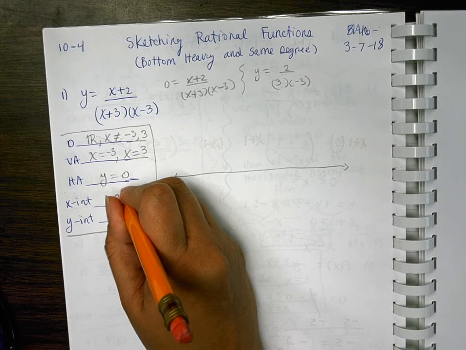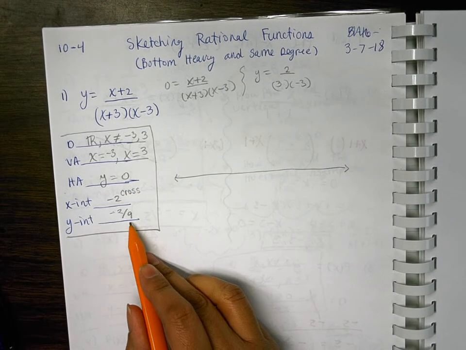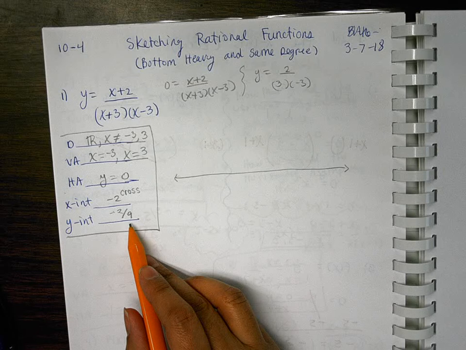So put a little note there. I always get asked, what about the y-intercept? Is it cross or bounce? You never bounce on your y-intercept. You just go right through it. All right.